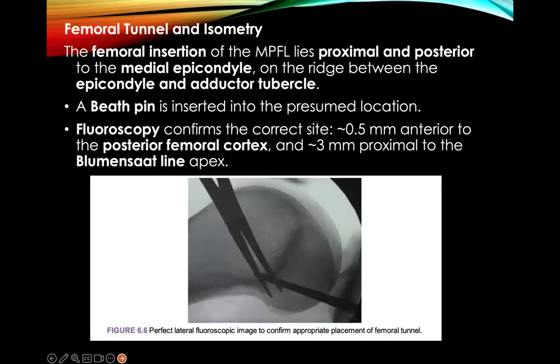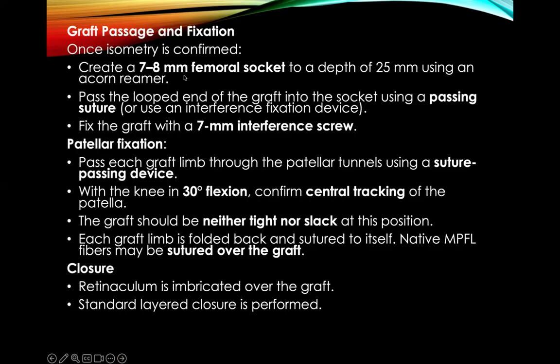And for the femoral tunnel insertion, I told you about Schöttle's point. So that is marked on the fluoroscopy. And from there, you draw it around, you confirm the site and you make the femoral tunnel there. Then first you pass the femoral socket. You make a 7 to 8 mm femoral socket, to a depth of about 2.5 centimeters using a reamer.